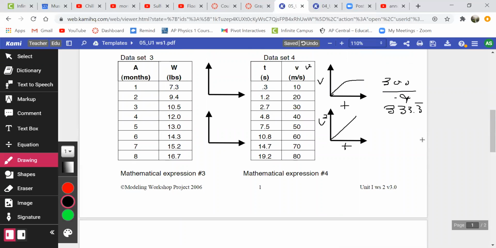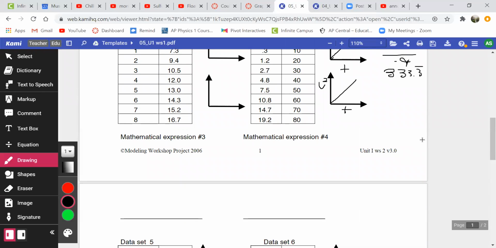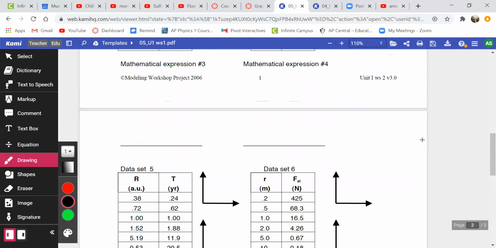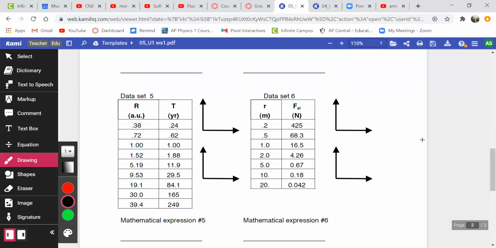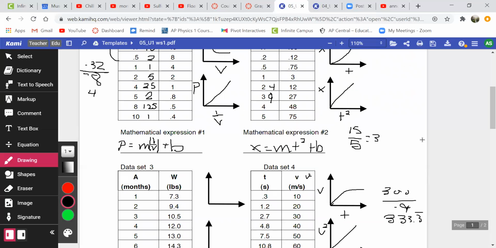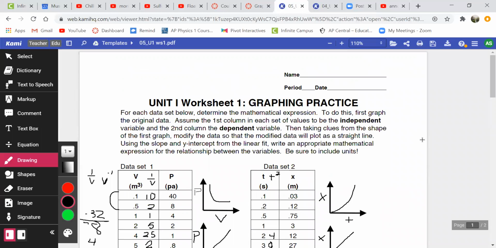So data set 3, they both seem to be moving in the same direction, and they both seem to have a pretty steady rate of change. So I want you to think about what that might mean for your first graph. And if it is linear, you don't have to do anything, and the second graph is going to be linear, and you don't even have to adjust the variables. You just have to plug those variables for x and y in. And then data set 5 and data set 6 are some version of what we just saw. Okay?